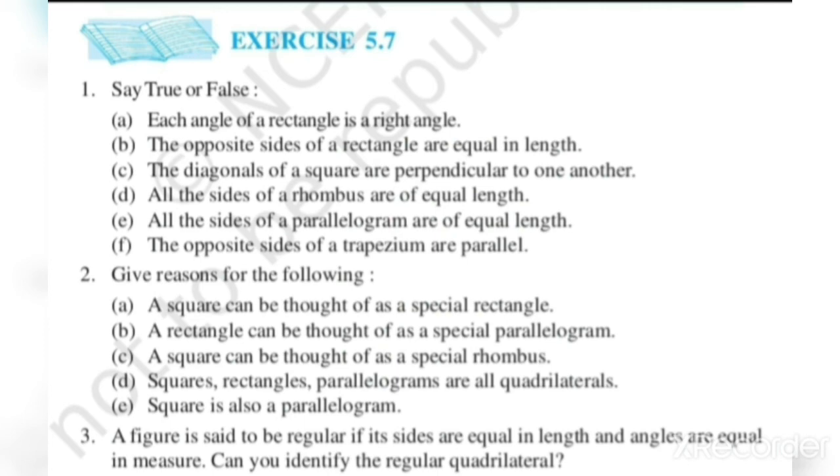Question 2. Give reason for the following. A square can be thought of a special rectangle. Yes, a rectangle with all sides equal becomes a square. In this way, you can write the reasons for the following sentences.